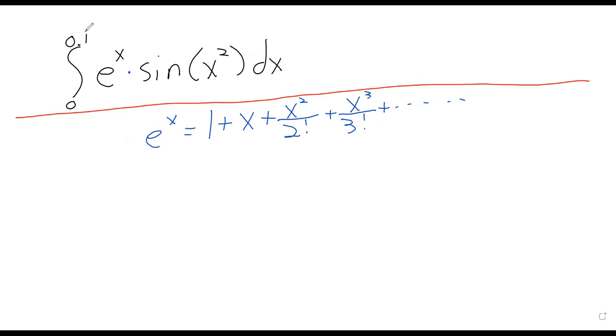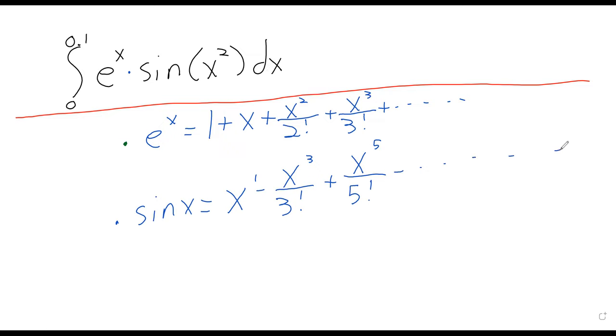But there's e to the x. The sine of x is, and I always have to pause and think, the sine is an odd function, so we start with an odd power, and then we alternate these powers. And I've said that when Taylor series are appropriate, that's the sine of x. The Taylor series works naturally with composition.